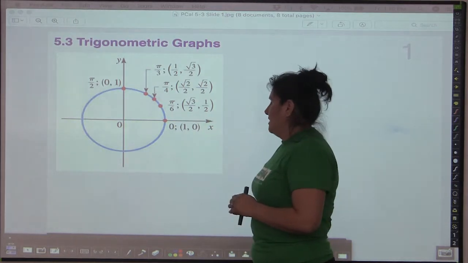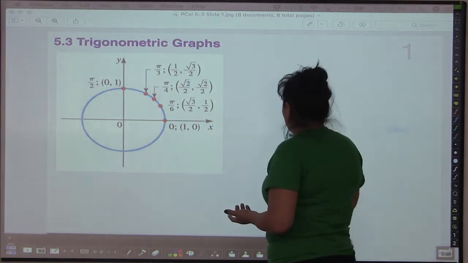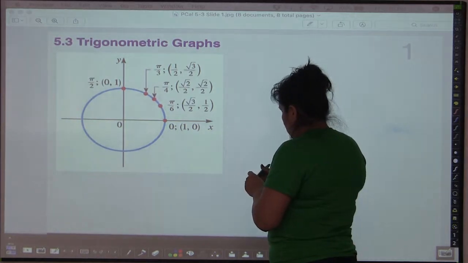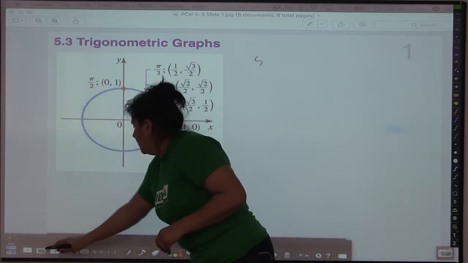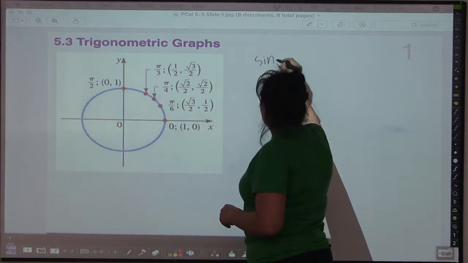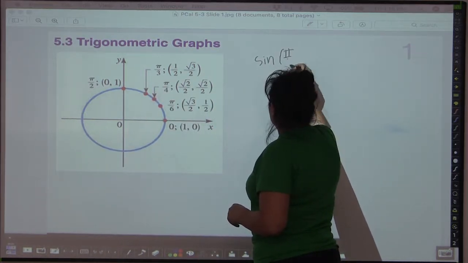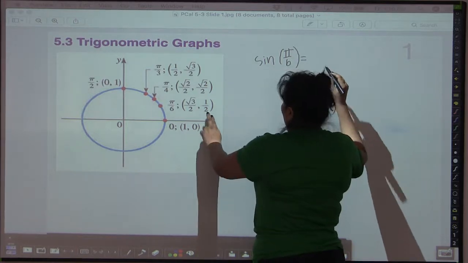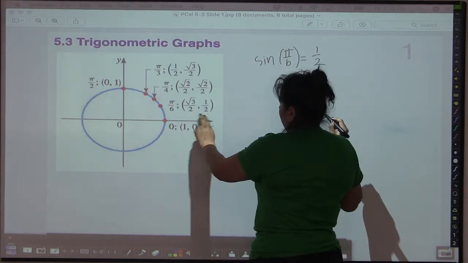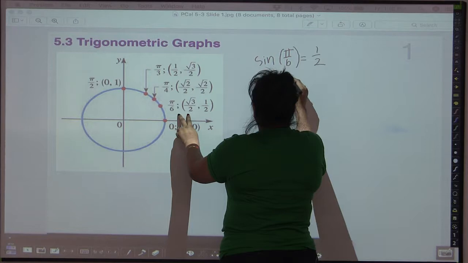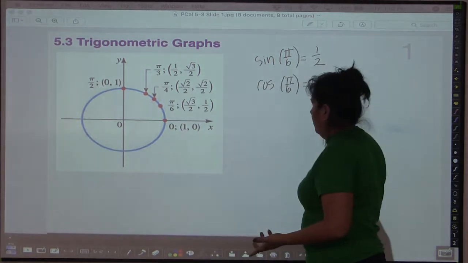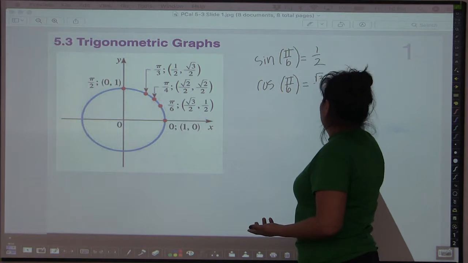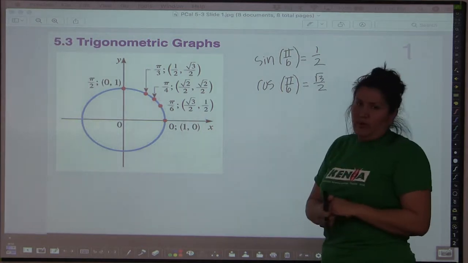So basically, we could say things like, at this point, that the sine of pi over 6 would equal 1/2, and that the cosine of pi over 6 would be equivalent to the x-coordinate of that terminal point, or √3/2. All stuff that we've already done before.